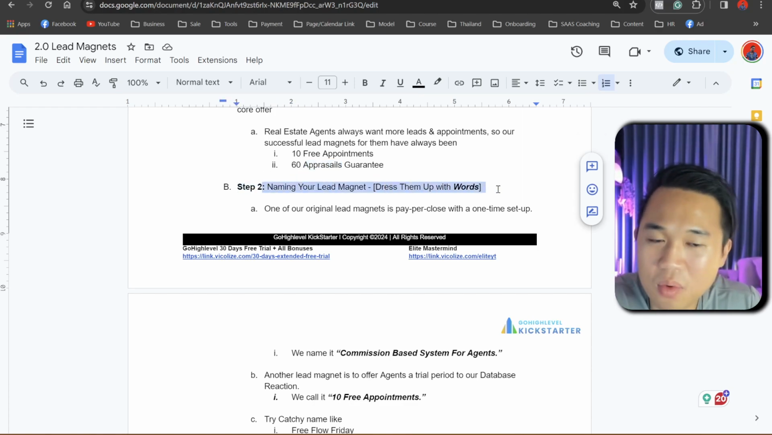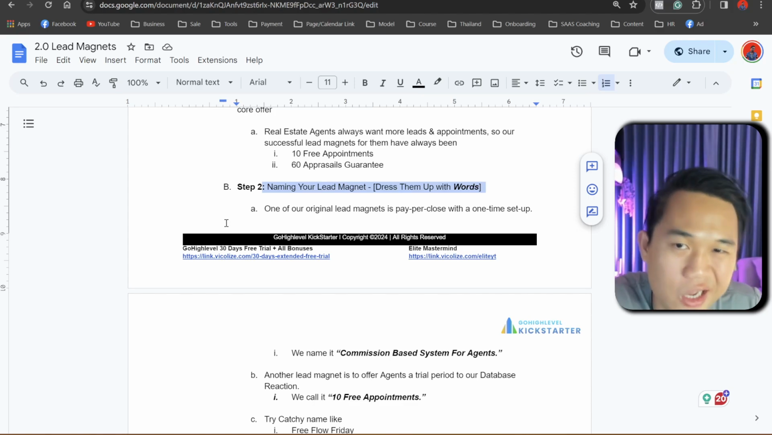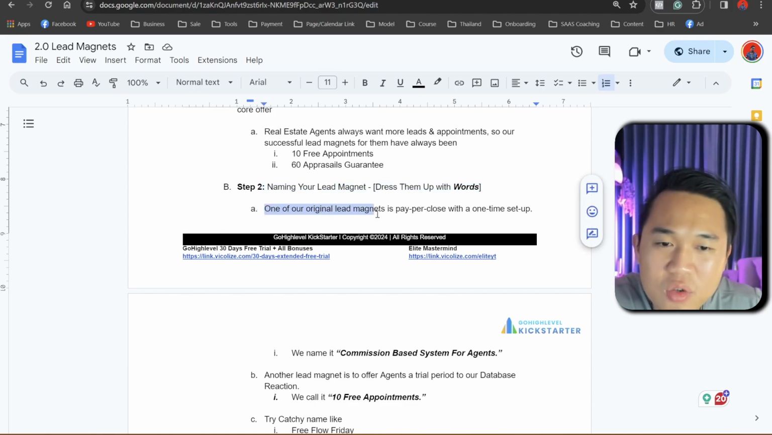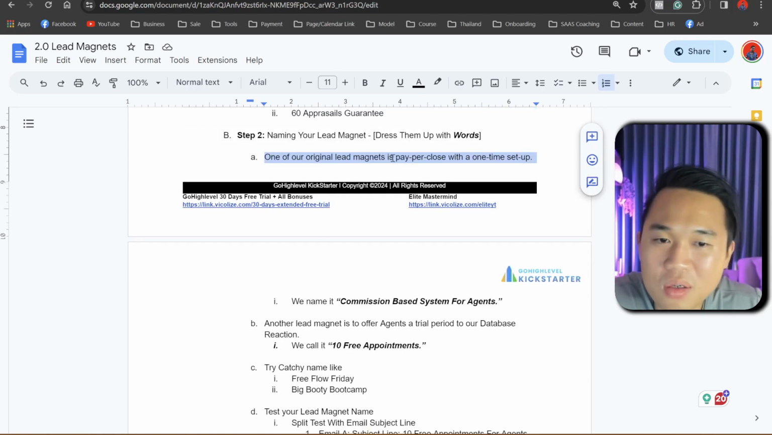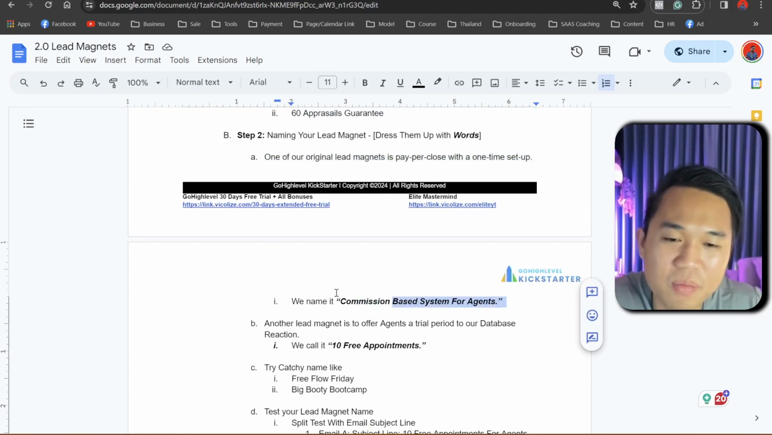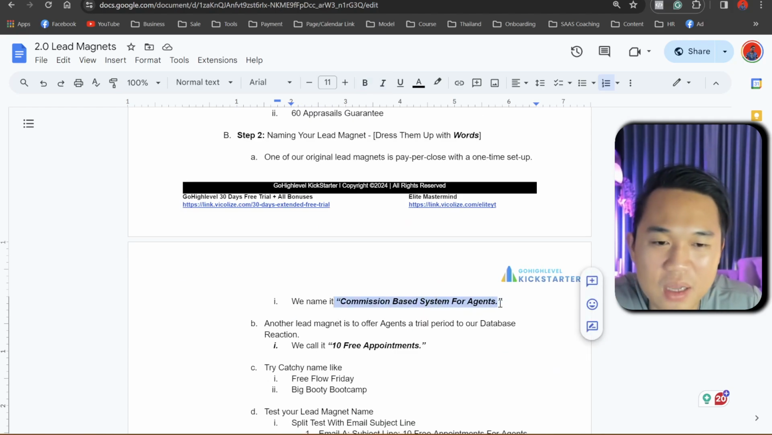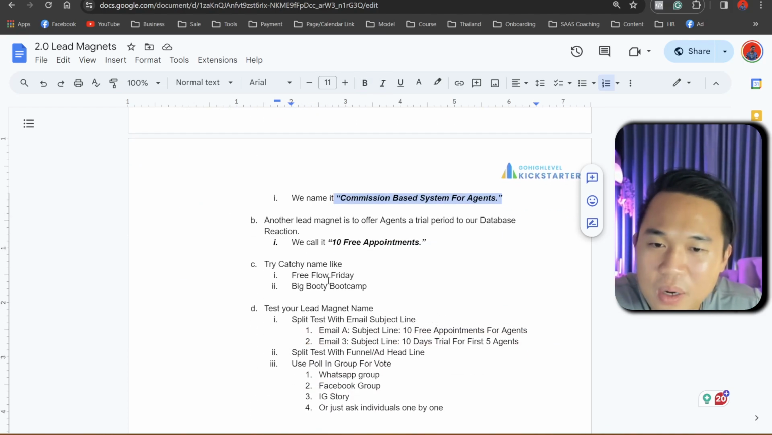Step 2, you want to name your lead magnet. So you want to dress it up with words, right? Obviously ChatGPT and AI will be a great assistant for this. I'm going to show you an example. Our original lead magnet was to do pay-per-close with one-time setup. We're not going to say pay-per-close with one-time setup, do we? We just say commission-based system for real estate agents. We make an ad about that, and it's been successful, right?